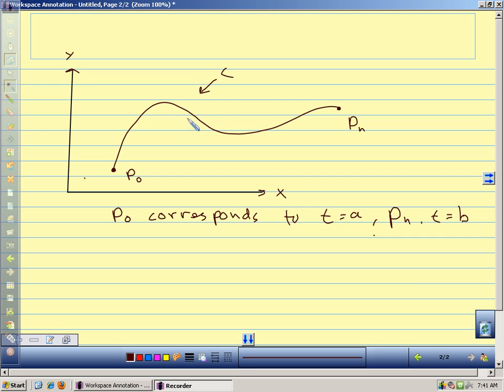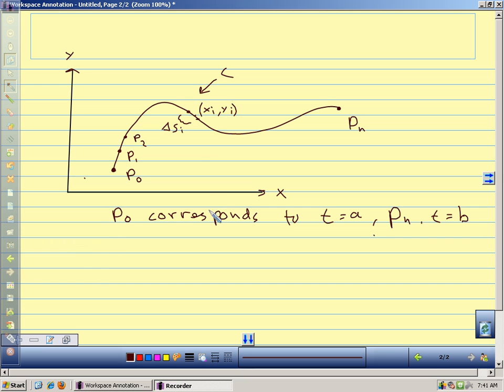We've written our curve as a parametric equation, and we're going to divide it into little intervals. So this is P0, this is P1, P2, and up here we're going to talk about some arbitrary interval. The length of that interval is delta S sub i, and inside that interval is our point x sub i, y sub i. So each small arc is length delta S sub i.